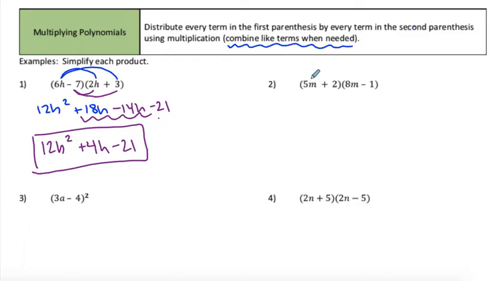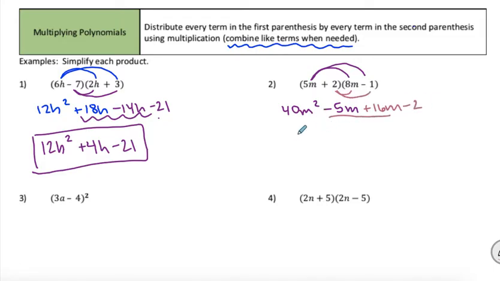On number 2, okay, I'm going to start up here. 5m times 8m, so 5 times 8 is 40. m times m is 2 m's being multiplied. 5m times that negative 1 is minus 5m. And then switch to the other piece. 2 times 8m is 16m. And 2 times negative 1 is negative 2.